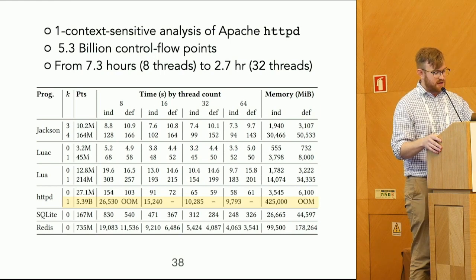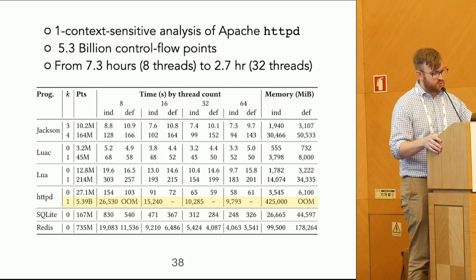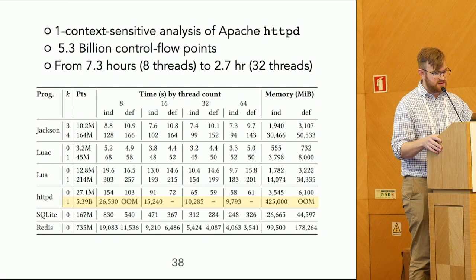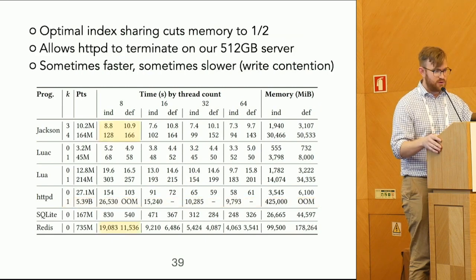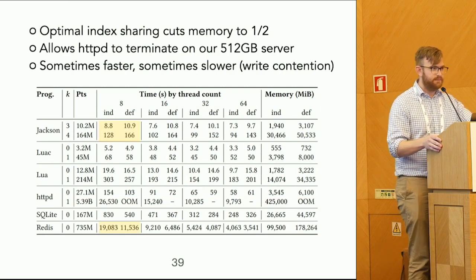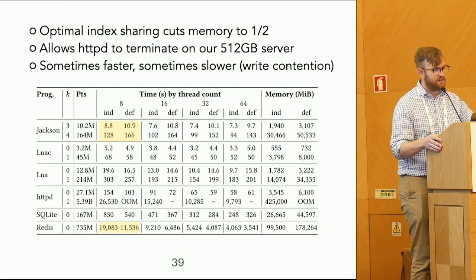The thing that's most exciting to me here is that using this approach, we can complete a one-context-sensitive analysis of HTTPD, enumerating 5.3 billion control flow points in 7.3 hours at 8 threads and 2.7 hours at 32 threads. If we use optimal index sharing, it cuts the memory in half, and it allows us to compute an analysis of HTTPD, which otherwise just blows up and doesn't terminate on our 512 gigabyte server.